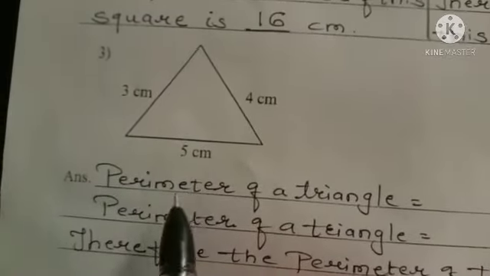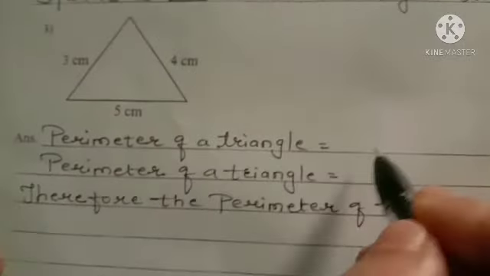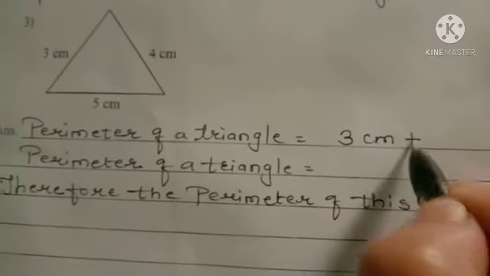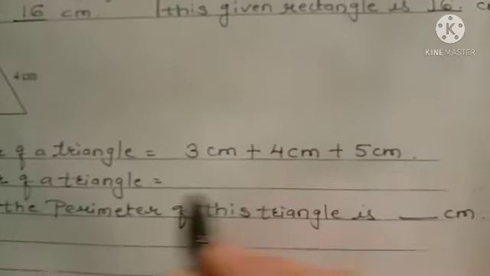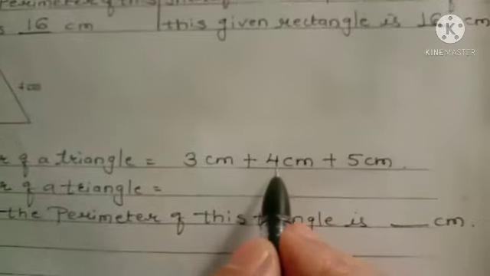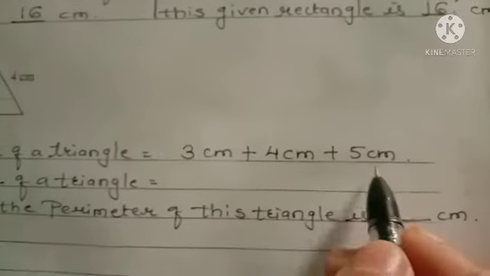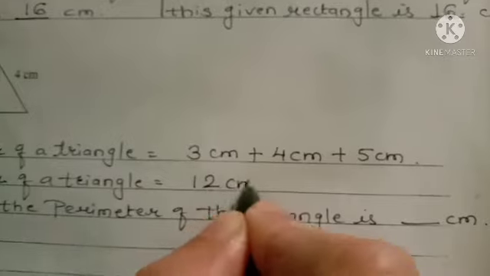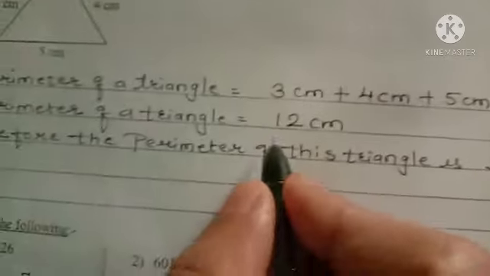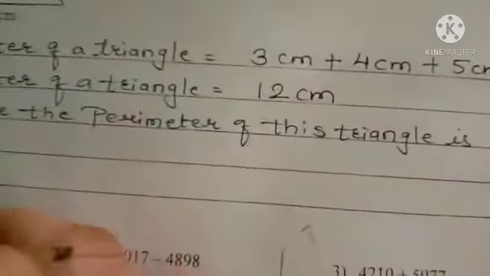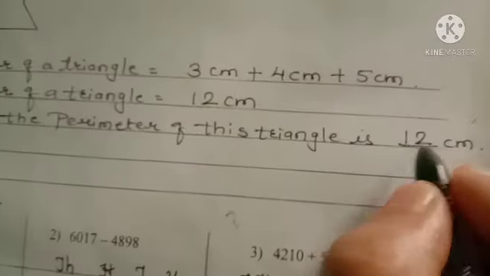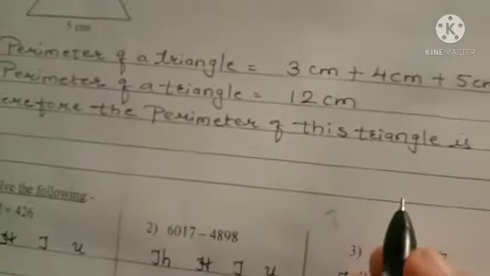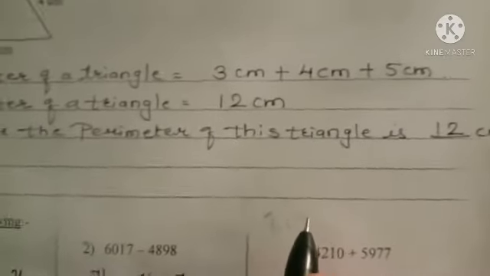So we'll add these 3 sides. So perimeter of triangle is equal to 3 centimeter plus 4 centimeter plus 5 centimeters. So that is equal to 3 plus 4 is 7 and 7 plus 5 is 12 centimeters. So the perimeter of the triangle is equal to 12 centimeters. Therefore, the perimeter of this triangle is 12 centimeters. So in this way, you have to write in your revision or paper pattern worksheet in clean and neat handwriting.